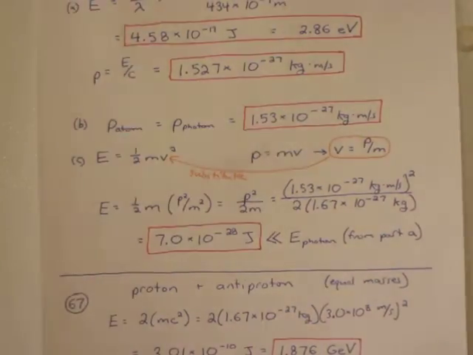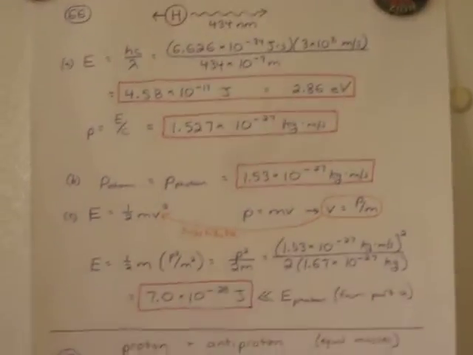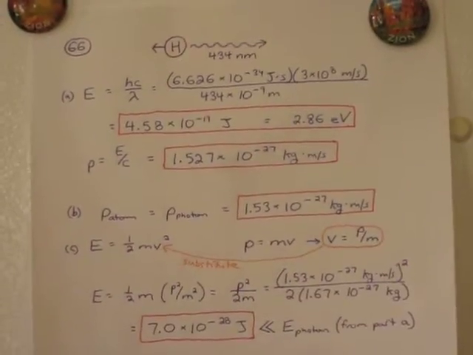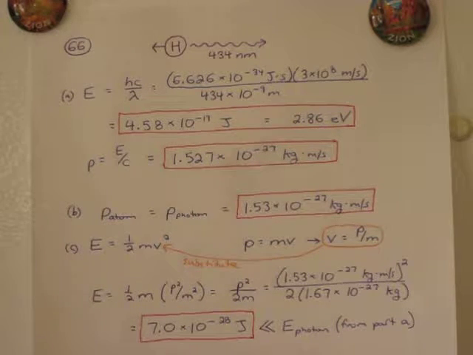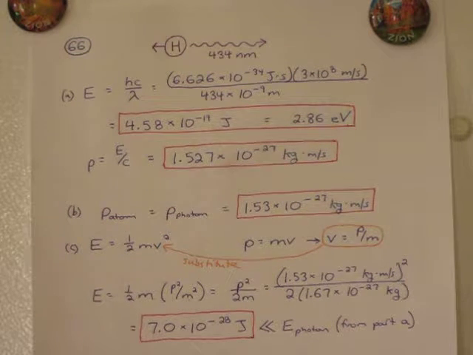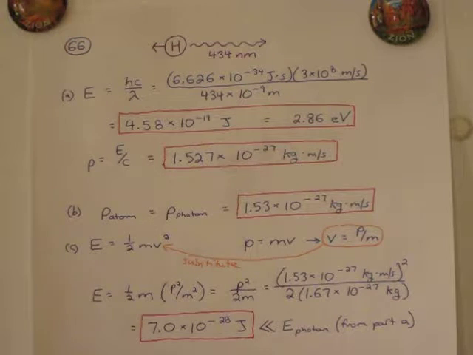Number 66. We have a hydrogen atom, and it's emitting a photon, 434 nanometers, which is kind of between blue and violet, and I've drawn it there with purple for the color. We need to find the photon's energy and momentum.